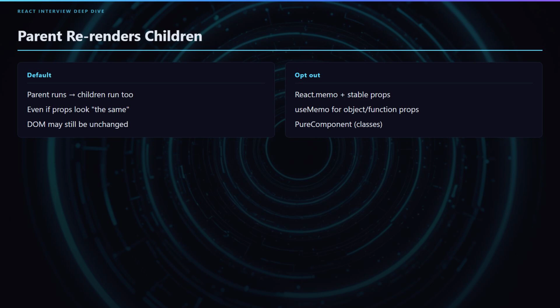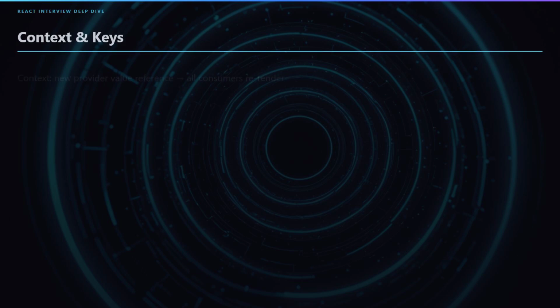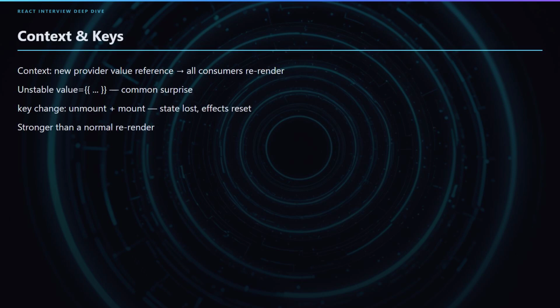Important nuance: the child may re-render while the DOM stays untouched. Reconciliation might conclude the output is identical. Context is another propagation path. When the provider value identity changes, every consumer re-renders. Putting a fresh object and value on each render is a classic source of surprise re-renders across large subtrees.